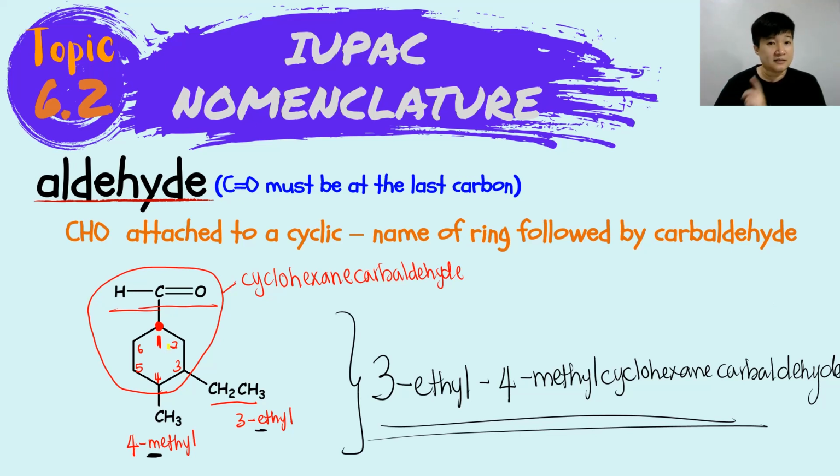Simple. Just a kind reminder, the parent name is the name of the ring followed by the word carbaldehyde, and the carbon that is holding the C double bond O must be carbon number 1. Okay? Only then do you choose moving to the left or moving to the right to ensure the rest of your substituents also get the lowest possible numbers.